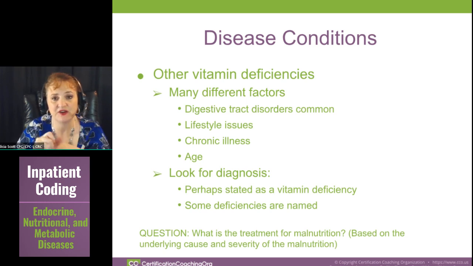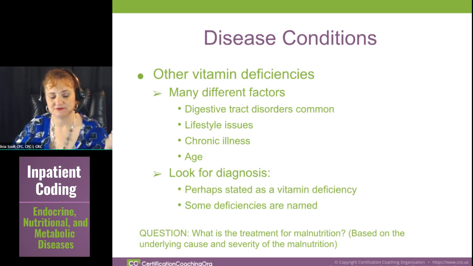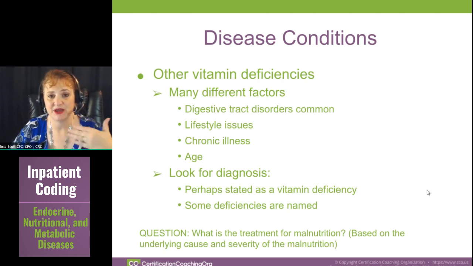Vitamin deficiencies, these are very commonly overlooked and missed as far as a code. Some deficiencies are named specifically. Okay, so how do they treat malnutrition? Well, the underlying cause ultimately: is our patient malnourished because of their age? Then we're going to have them start supplementing with Ensure. Is there a chronic illness that's causing the malnutrition? Is there a lifestyle issue? Did they move to a different side of the country? Did they become vegan? Do they have a digestive tract disorder? Do they have IBS, for example?